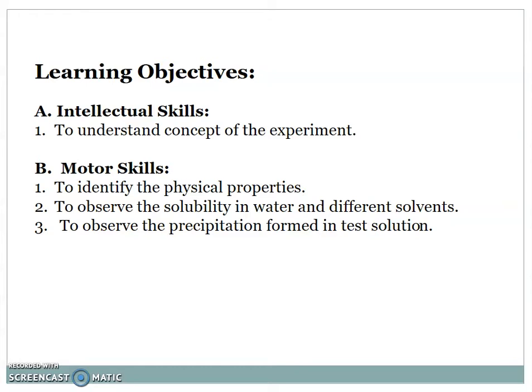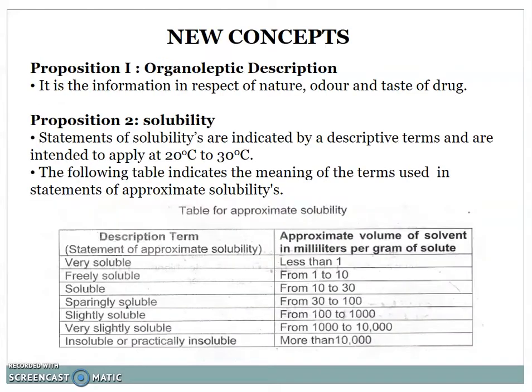First is intellectual skill that involves to understand the concept of experiment. Then motor skill that involves to identify the physical property, to observe the solubility in the water and different solvent, to observe the precipitation form in the test solution.